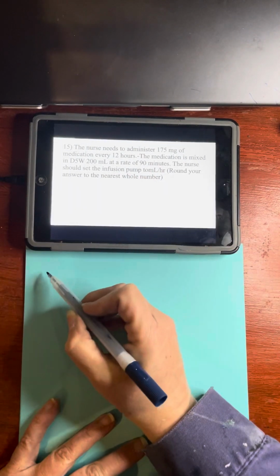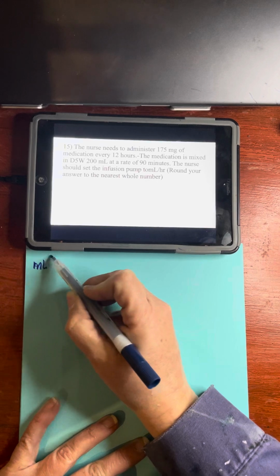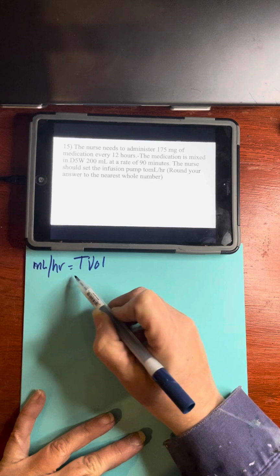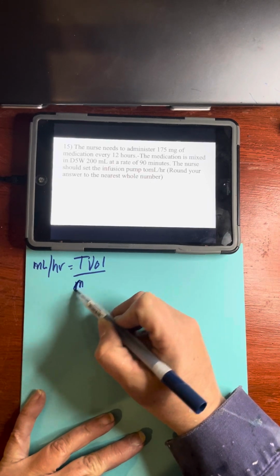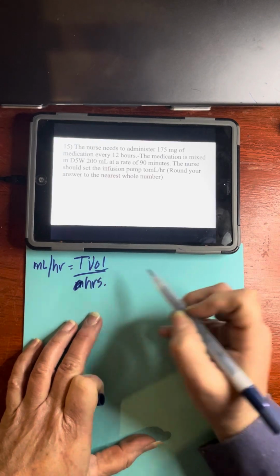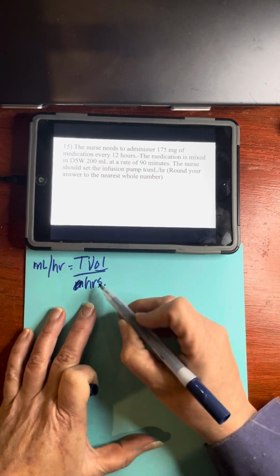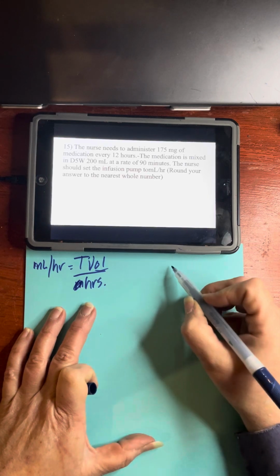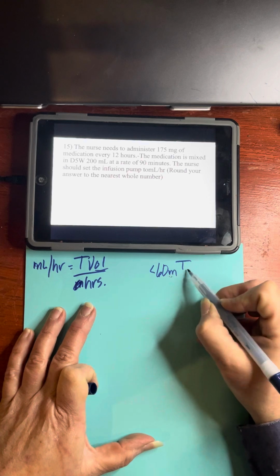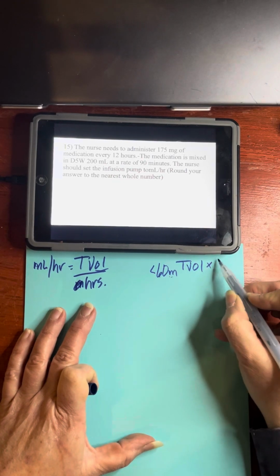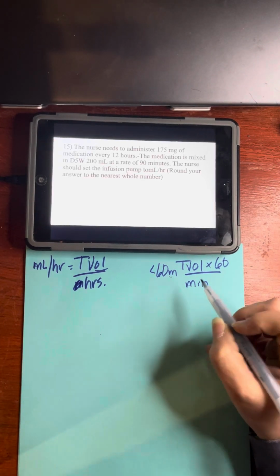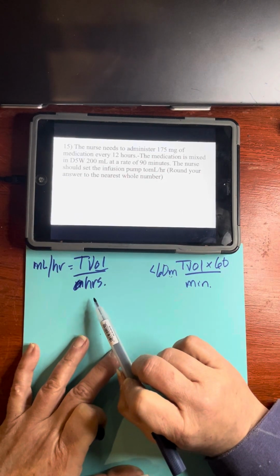Now you remember that milliliters per hour, the formula is the total volume over the time in hours. You remember that? If you don't, learn it. And if it's less than an hour, for less than 60 minutes, it's the total volume times 60 divided by the time in minutes. I hope that didn't just screw you up. But anyway, hold on. Tie a knot in something.